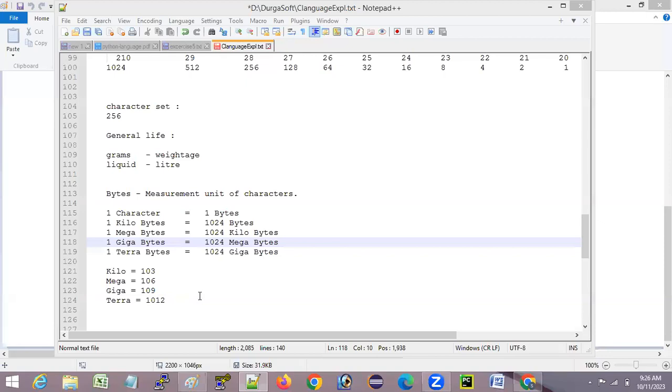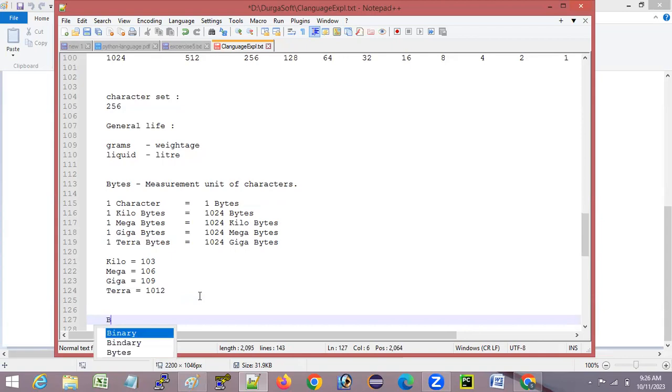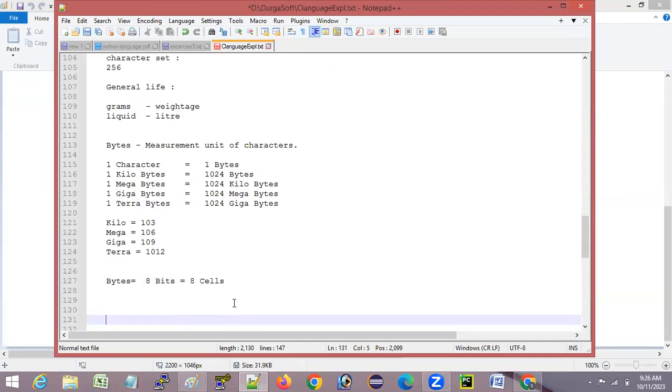it is going to increase the measurement of characters. But let us come to know about the terabyte only, because in the current generation we have only this much capacity, that is 1 terabyte equals how much? 1024 gigabytes. You remember this one. Now this is called a measurement unit of characters. Now a byte is also called 8 bits or 8 cells.